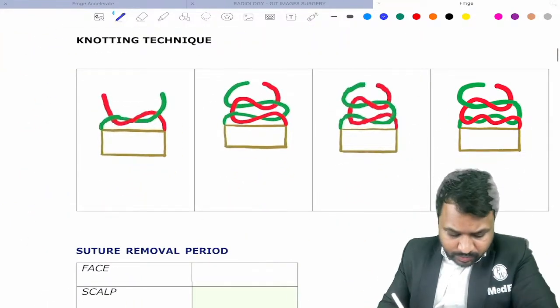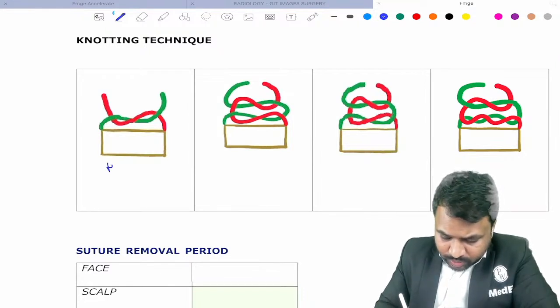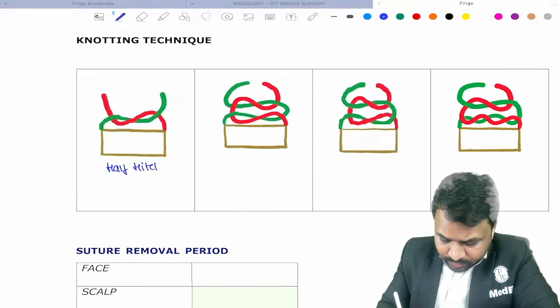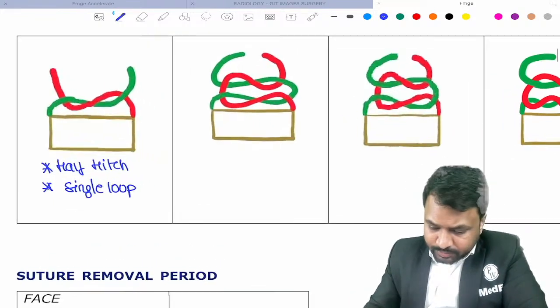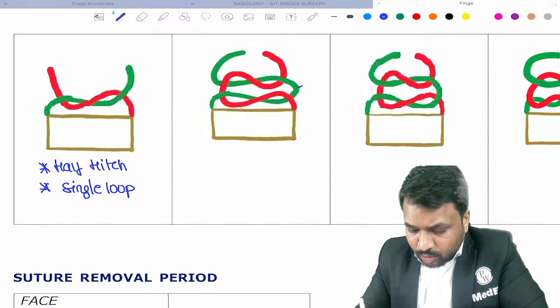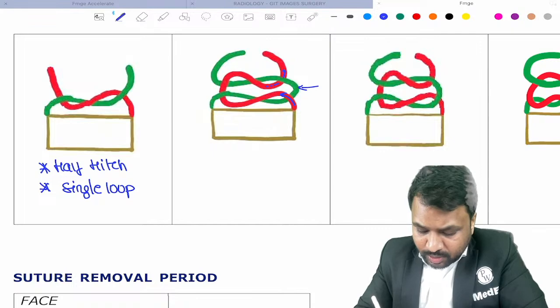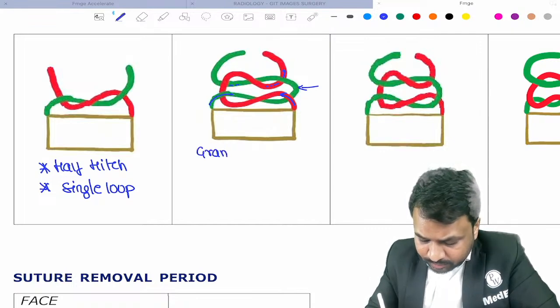In knotting, this is what we call a simple knot. This is what is called the half hitch knot. This is a half hitch or a single loop, right? Now, you can see here, this is the loop, and you see one thread is going under the loop and one thread is going over the loop, right? Here also one is over, one is under. So this is what we call the granny's knot.